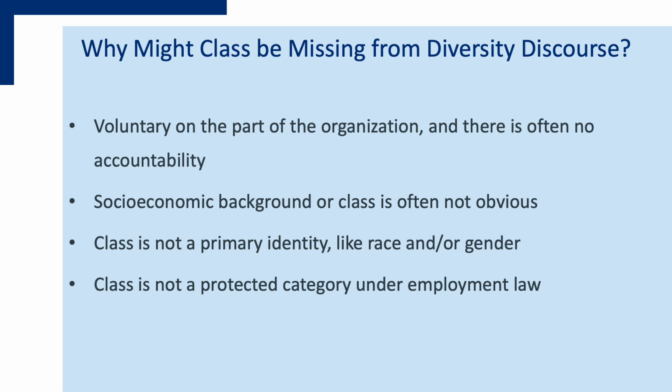Class is often a categorization. For example, in economics or politics, you'll hear about the white working class, but it's not like people identify themselves in this way. Class is also not a protected category under employment law, and we've established the roots of the diversity movement lie in affirmative action and employment law, which protects against discrimination based on race, color, religion, sex, including pregnancy, sexual orientation, or gender identity, national origin, age, which is 40 or over, disability, and genetic information, including family medical history.